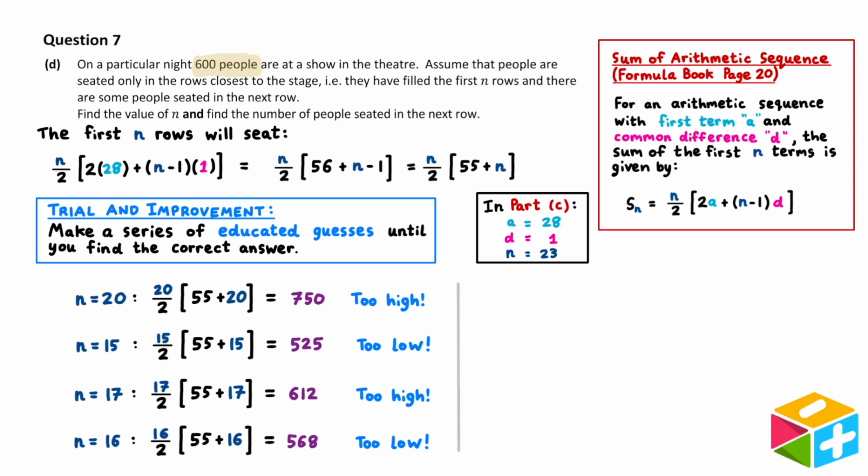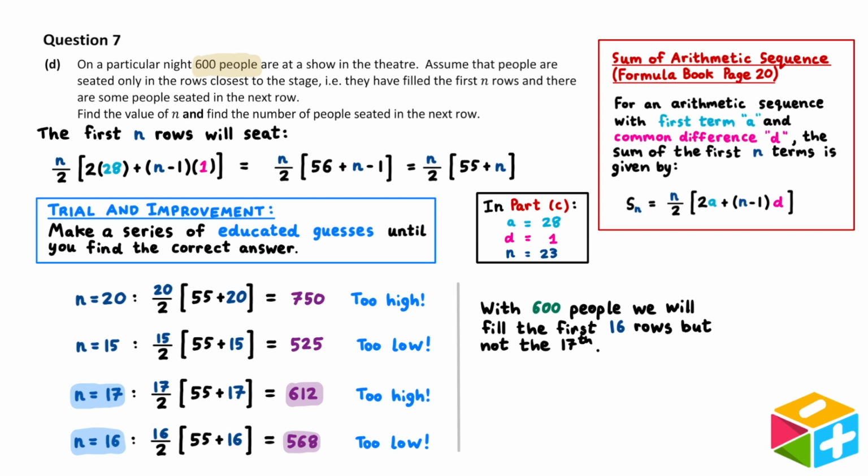We found something interesting here. The first 17 rows would seat 612 people, so the 600 people we have would not be enough to fill these. However, the first 16 rows only contain 568 seats, so the 600 people is enough to fill the first 16 rows. One way to think of this is that with 600 people, we will fill the first 16 rows, but not the 17th. So the value of n we were asked to find is 16.